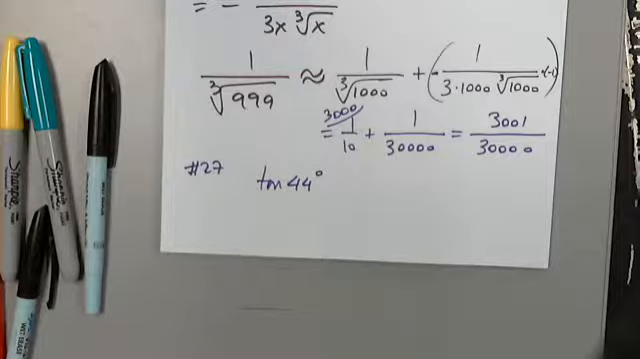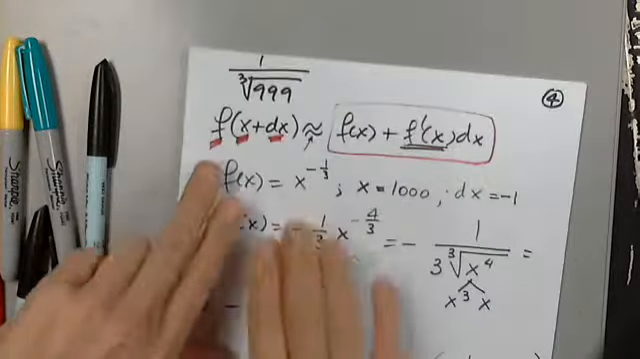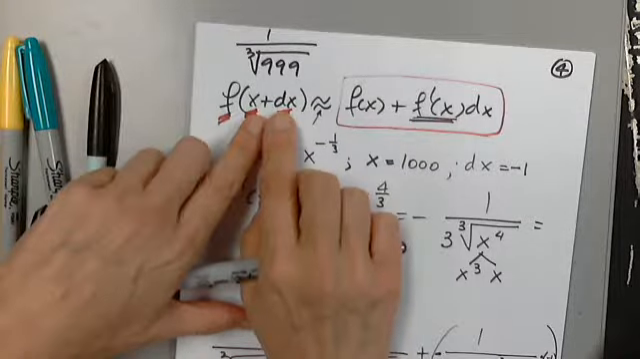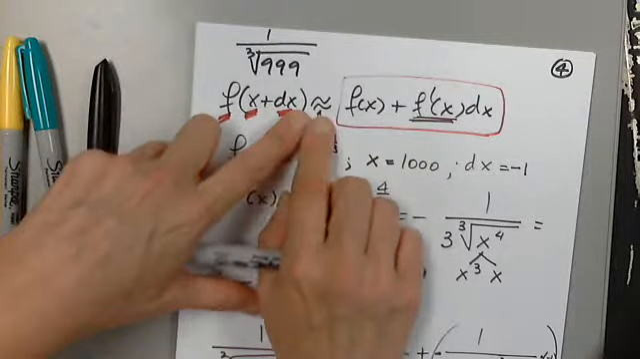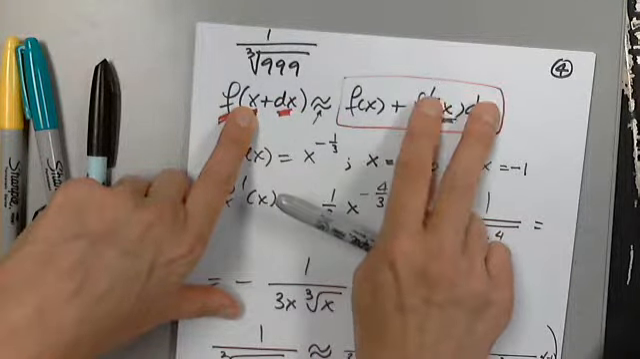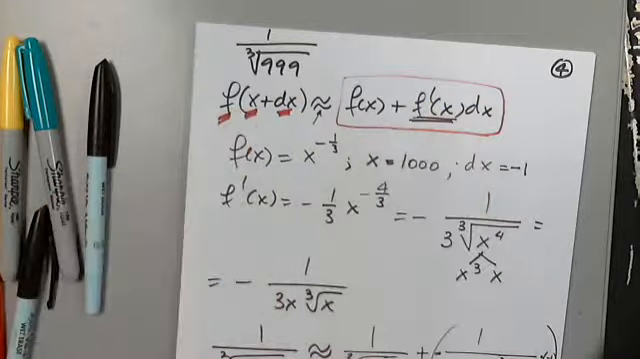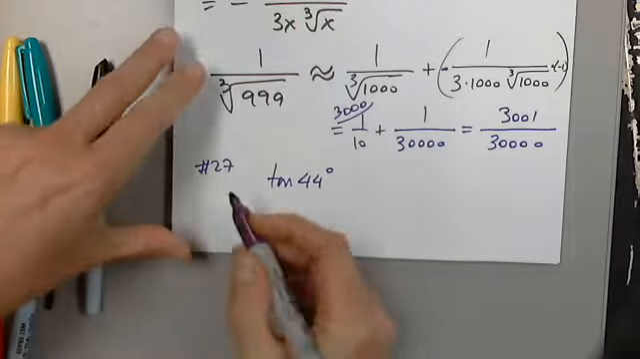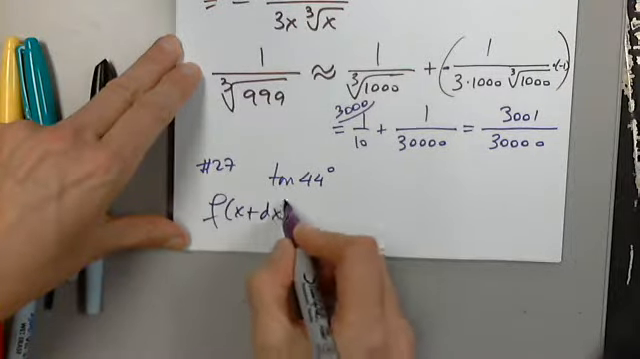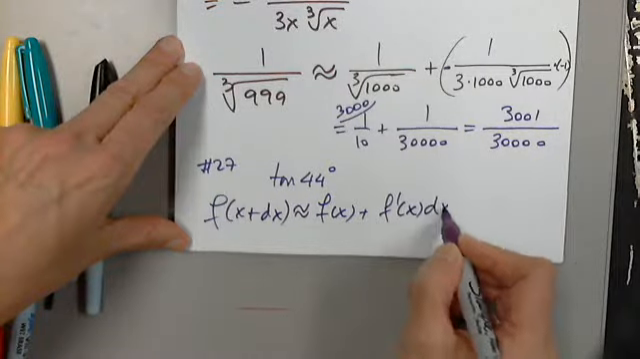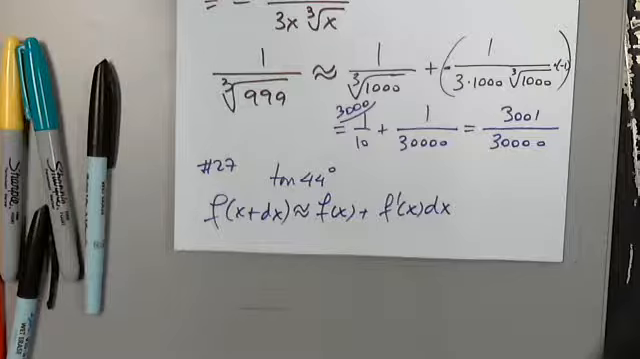Okay, so this is our left-hand side. There is a function, there is an x, and some minor change, which is approximately f of x plus f prime of x dx, which is a change in y, using the differential of y. Okay, so I need to identify, let's write it one more time here. F of x plus dx is approximately f of x plus f prime of x dx.